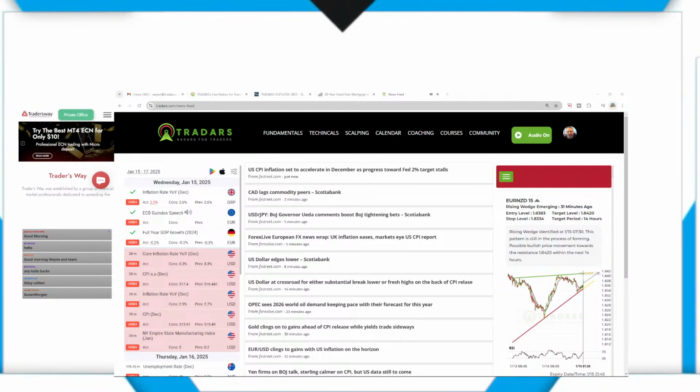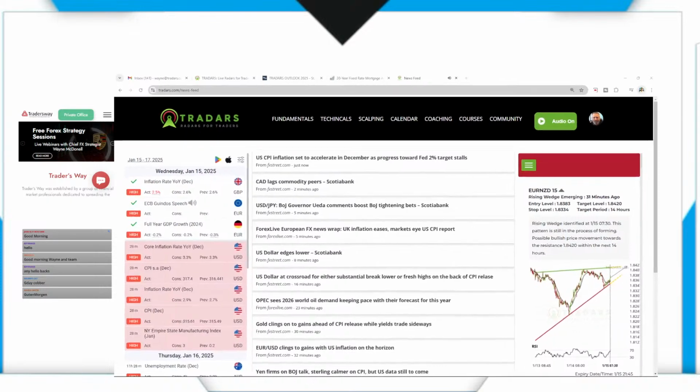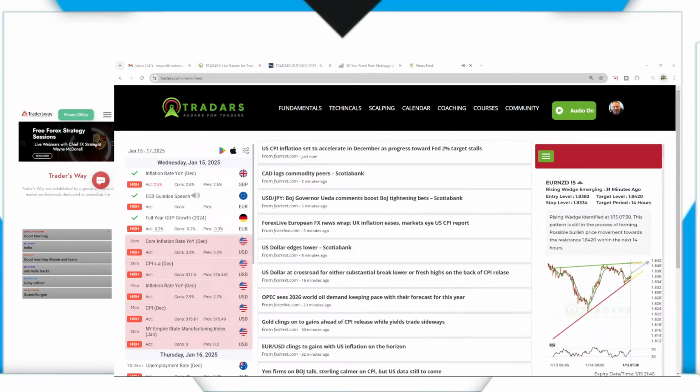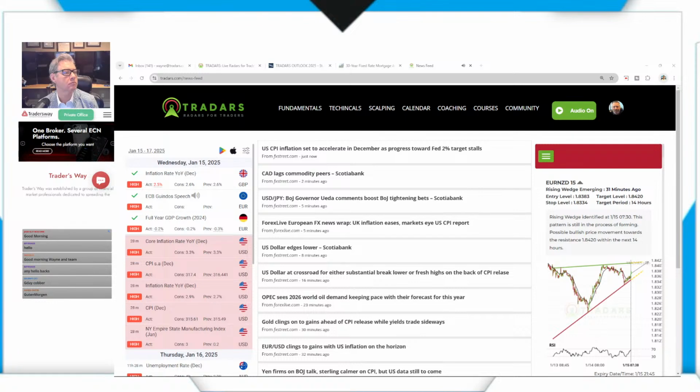US dollar at crossroad for either substantial break lower or fresh highs on the back of CPI relays. OPEC sees 2026 world oil demand keeping pace with their forecast for this year. Gold clings onto gains ahead of CPI release, while yields trade sideways. Euro US dollar clings to gains with US inflation on the horizon. Yen firms on BOJ talk. Sterling calmer on CPI, but US data still to come.